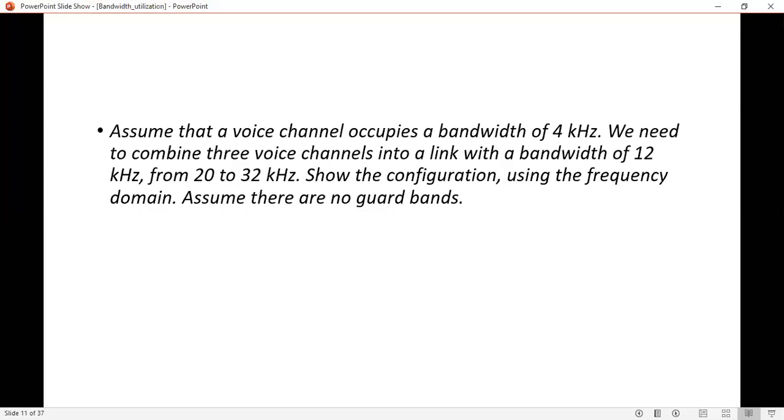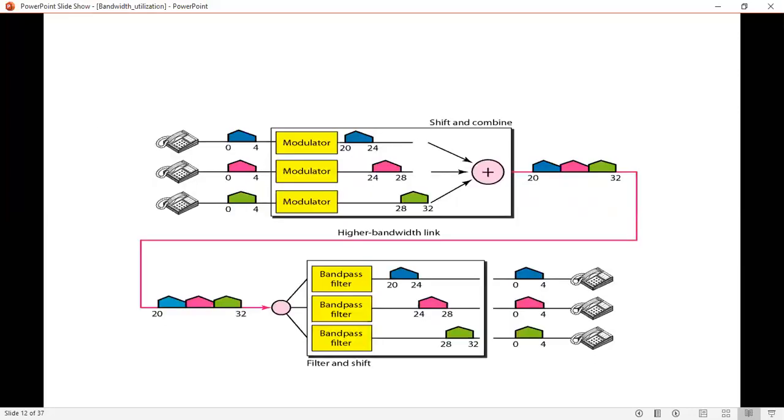Show the configuration using the frequency domain. Assume there are no guard bands. Here, in this figure, you can see there are 3 voice channels with 4 kilohertz bandwidth, 0 to 4, 0 to 4, 0 to 4. Okay, 3 signals you have.